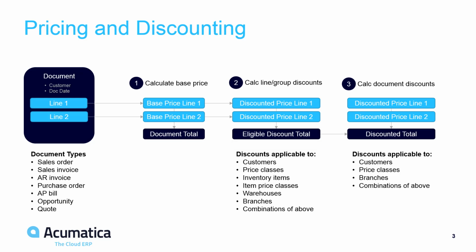In 2018 R2, we added a new type of discount called an external discount. External discounts can be imported and applied without having to be first defined in the system.